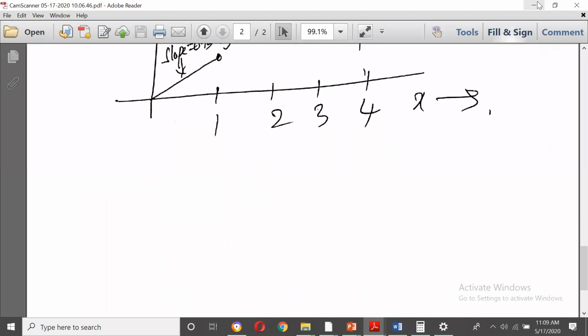Okay. Similarly, you try to do the third one also, right? And if you don't get it, please tell me. I'll just stop.